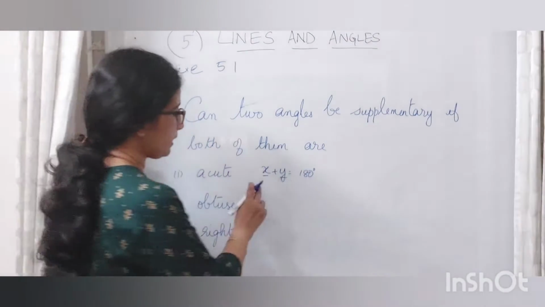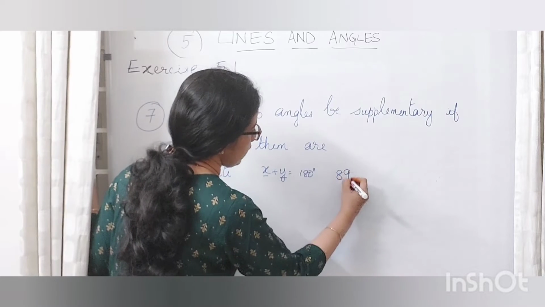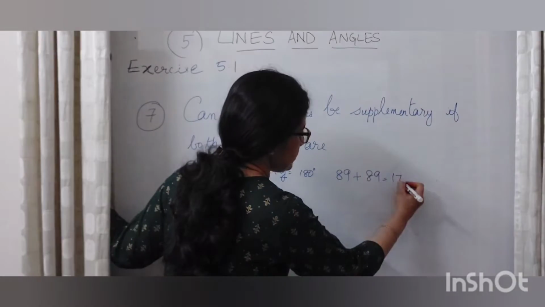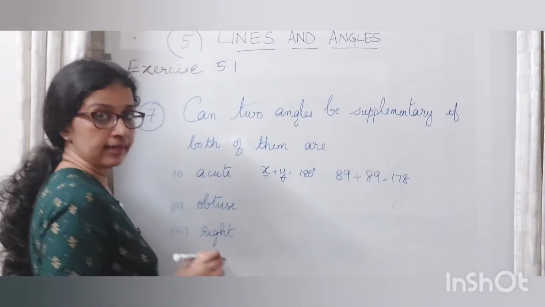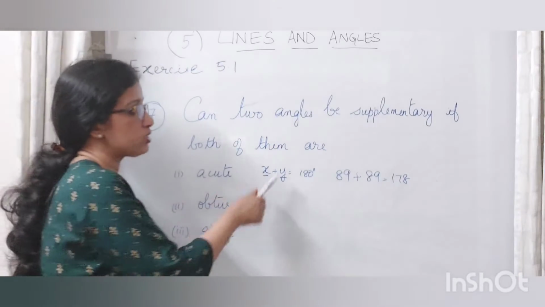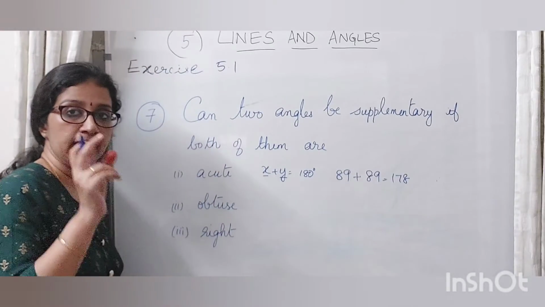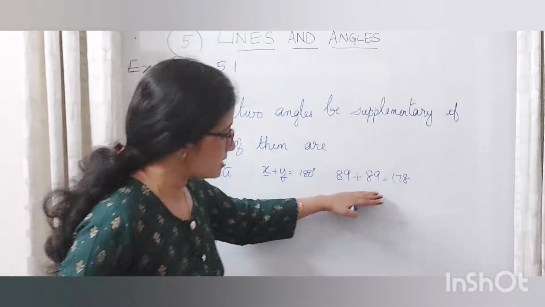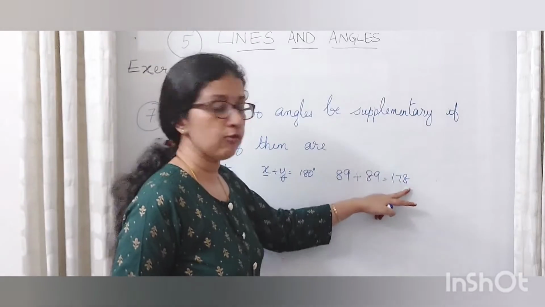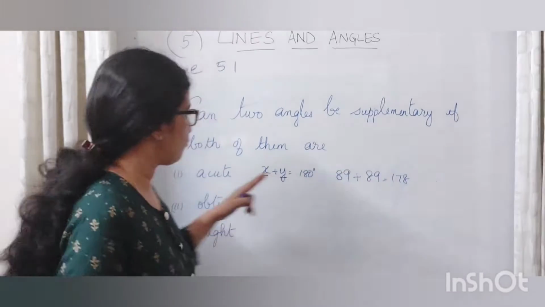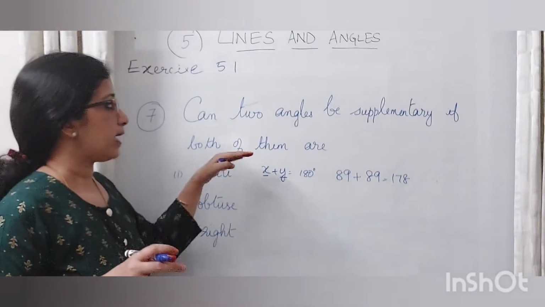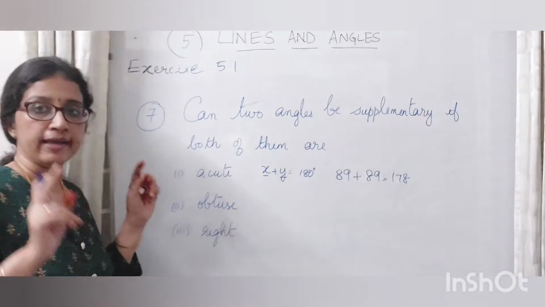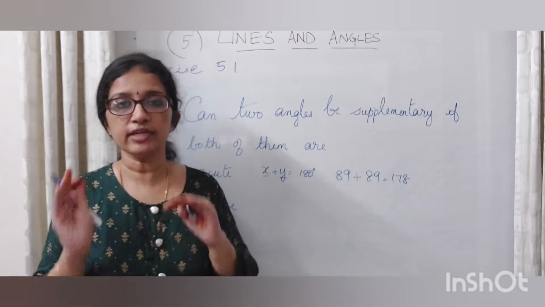Okay. So if we take 89 degrees, which is the largest acute angle, 89 plus 89, what is the answer? 178. Okay, so is 178 supplementary? It should reach 180, right? Only if the sum is equal to 180, we call it supplementary. So even if we take the largest acute angle, the answer is only 178. That means that if we add two acute angles, the angles will never be supplementary. So two acute angles can never be supplementary to each other.